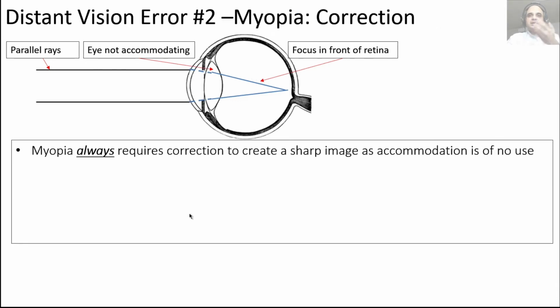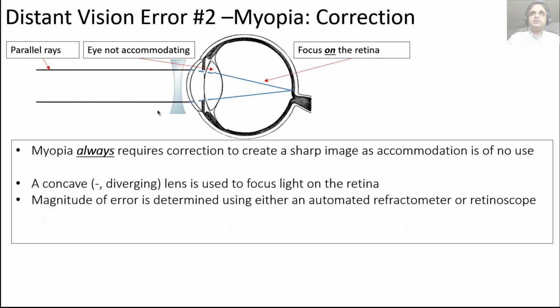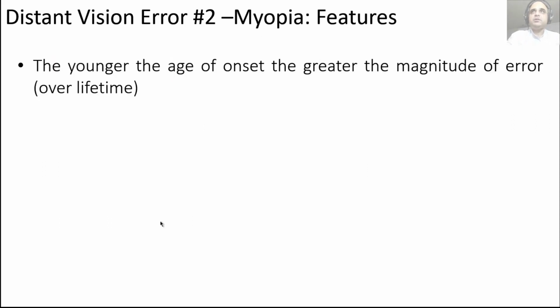So myopes always require some form of a corrective aid in order to overcome the error. And this time, because the eye has too much power, we need to reduce the power of the eye. So we are going to use a negative lens or a diverging lens. The magnitude of the lens is obviously determined by using an instrument which is either an automated refractometer or a retinoscope.